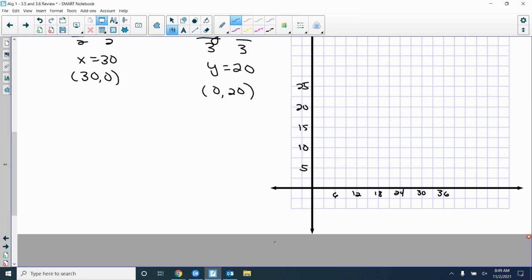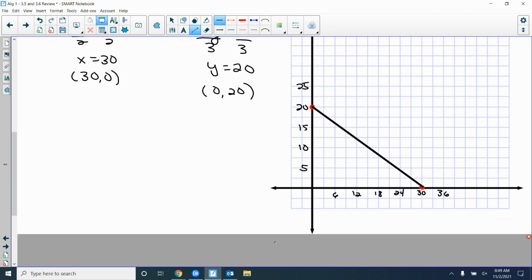All right. Make your points. 30, 0. 0, 20. Now, for this one, it doesn't make any sense to buy a negative amount of pens or a negative amount of notebooks. So when we get to those points, you can just stop. Okay, so connect those. Stop. No arrows here, guys.